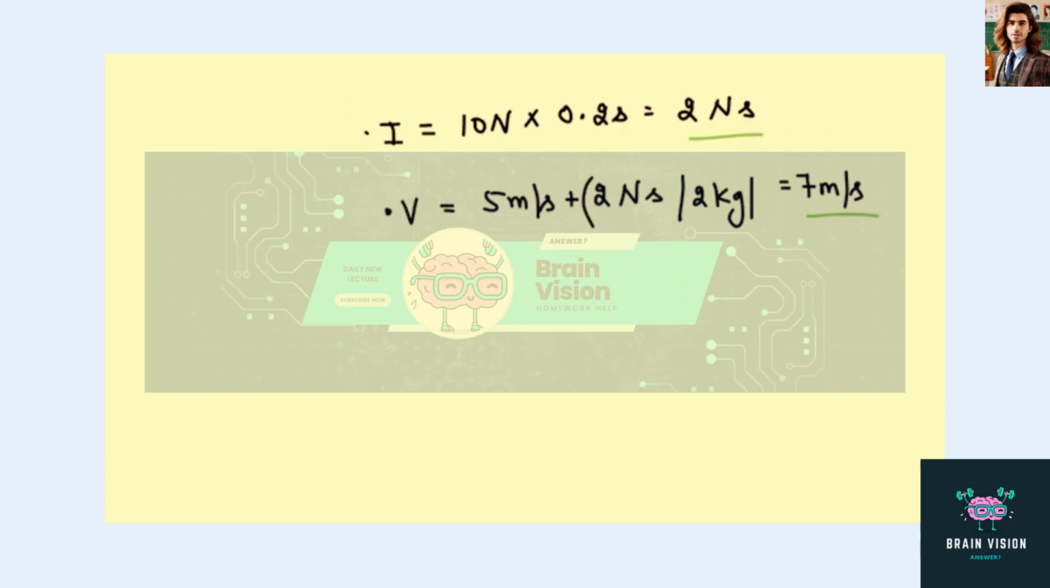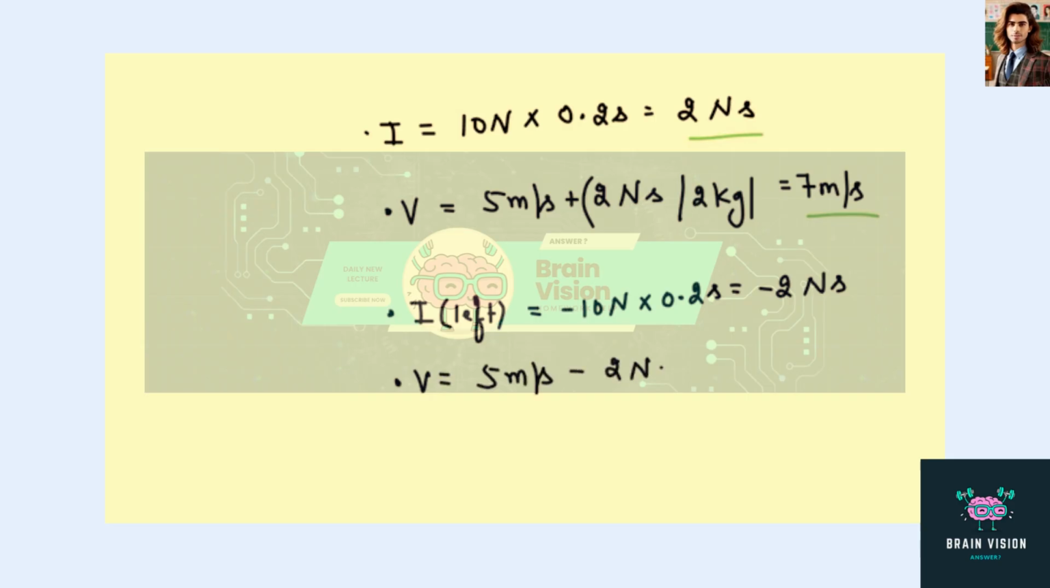If the force acts on the left, the impulse I_left = -10 N × 0.2 seconds, and that is -2 N·s. The final velocity will be v = 5 m/s - (2 N·s)/(2 kg), and that is equal to 3 m/s. And the direction of the final velocity is to the left.